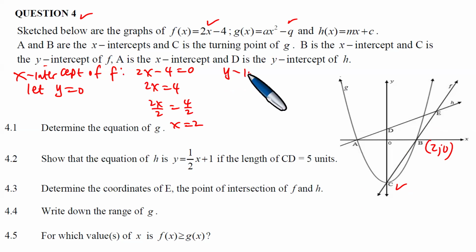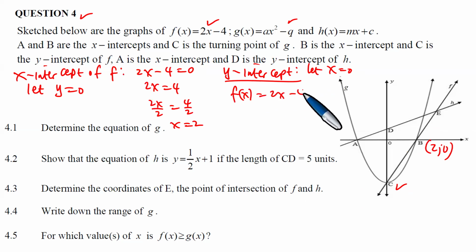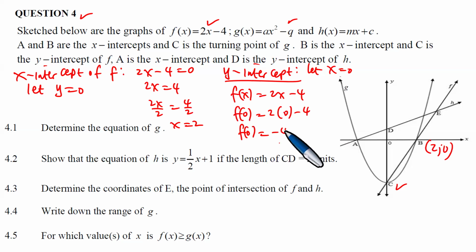If you are to find the y-intercept, you let x be 0. You have been given f of x equals 2x minus 4. When x is 0, f of 0 is 2 times 0 minus 4, so f of 0 is minus 4. That means when x is 0, y is minus 4. That gives us the coordinates of this point, which is (0, -4).